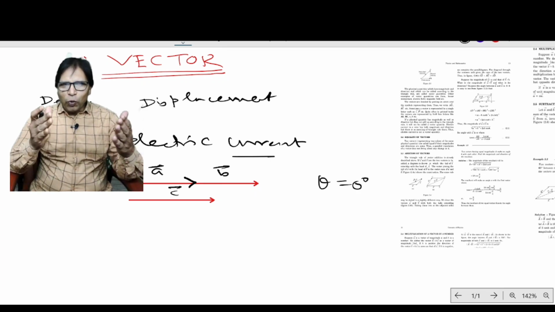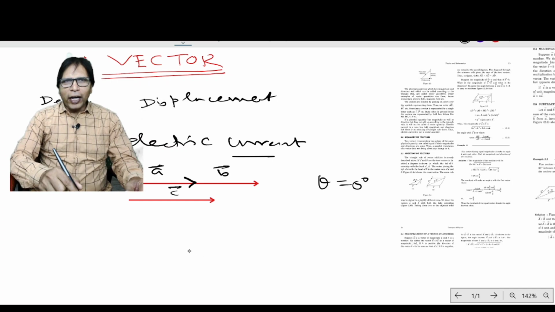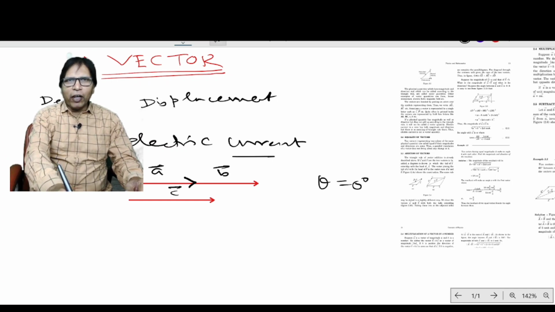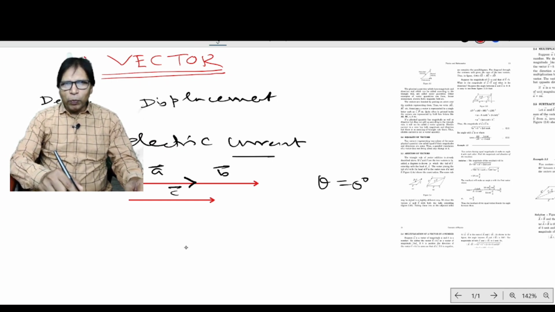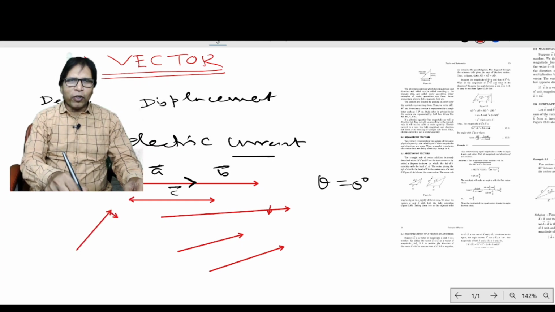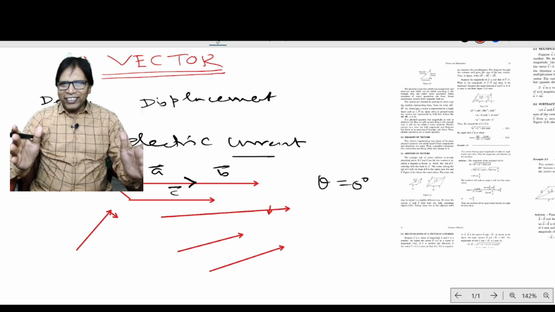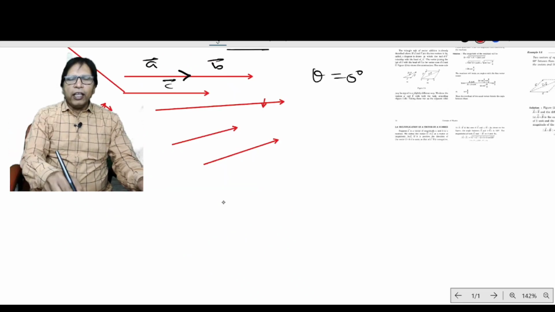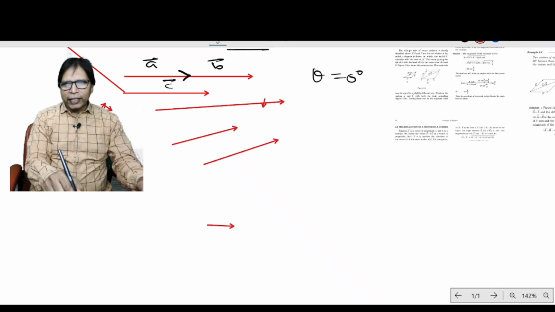Okay, now coplanar vector. Look at this, vectors that are on the same plane are called coplanar vectors. Look at this, the screen is a plane, so all the vectors drawn on this plane are coplanar vectors. Okay, understood? Next.